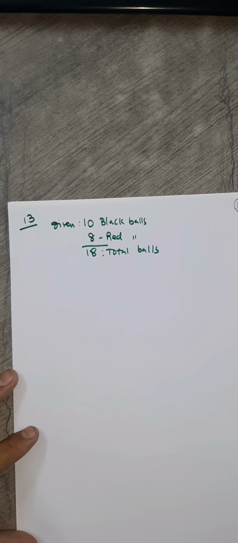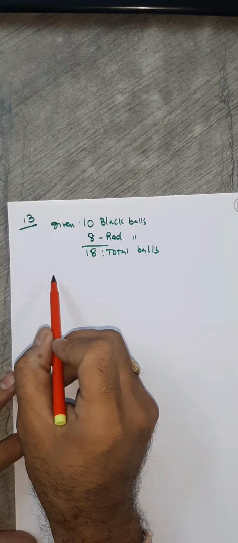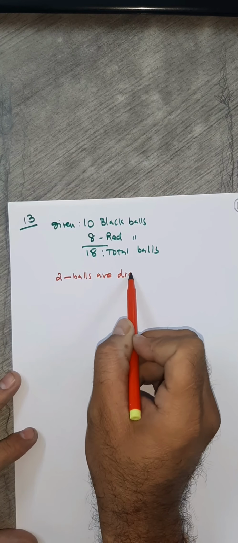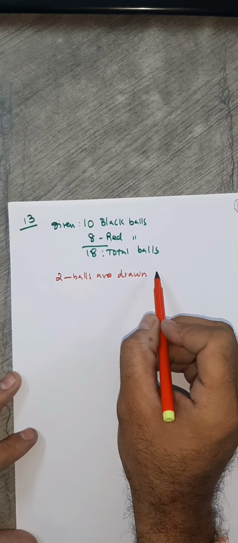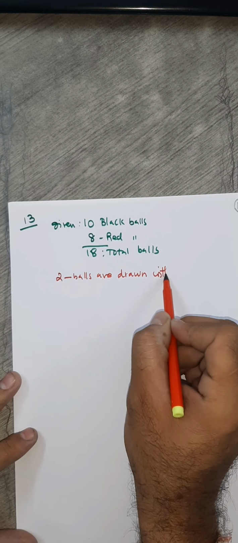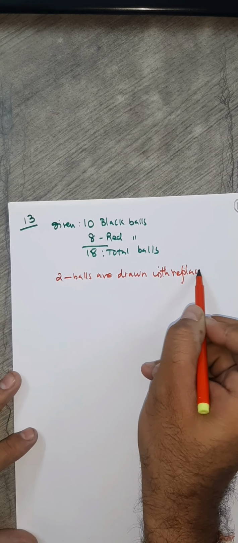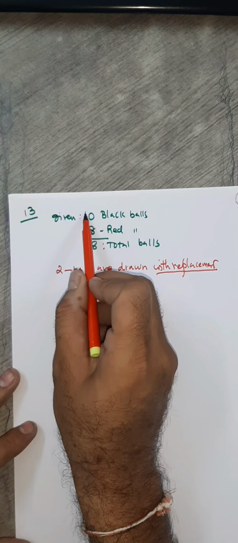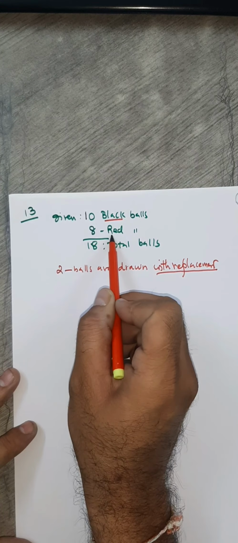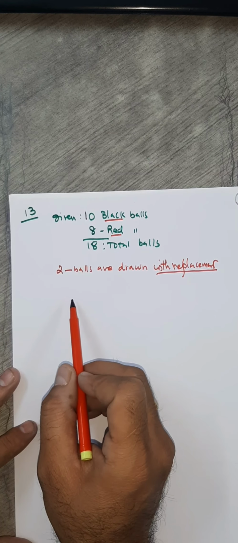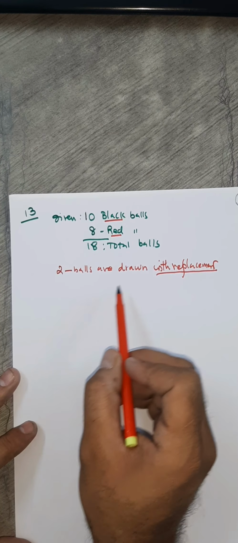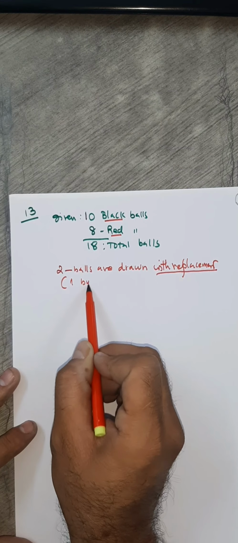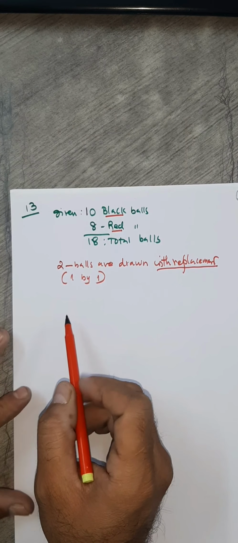Question number 13. You are given that 2 balls are drawn with replacement. Such questions we did in the beginning. With replacement means the selected one is placed in the box again. Out of 10 black and 8 red, so total we have 18. Now when we write 2 are selected with replacement, it means 1 by 1. Remember the meaning of this one is 1 by 1 we do this.